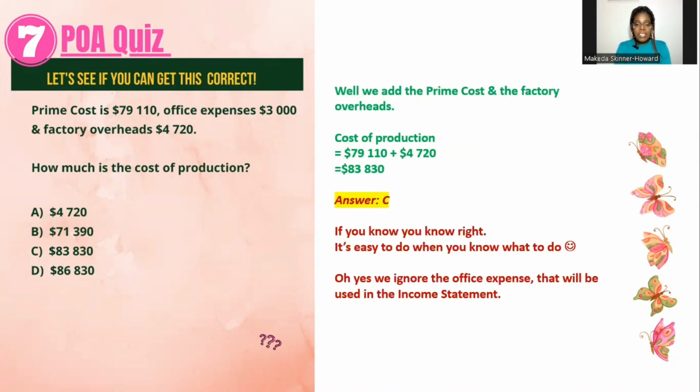If you know, you know, right? Once you know, it's easy to do the questions. When you don't know, it's a different story, right? This was such a simple question, if you know what to do, if you know what has to be added. We do not include our office expense when we are calculating our cost of production. That will be included in our income statement.